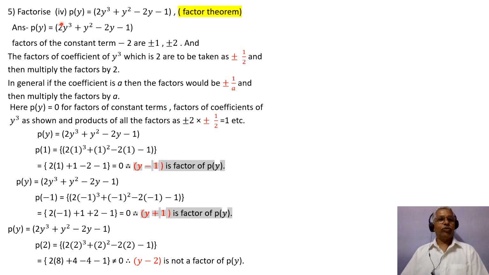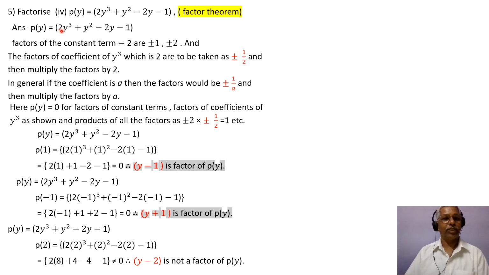So factorize the fourth last one, p(y) equal to 2y cube plus y square minus 2y minus 1. Factorize this by factor theorem. Okay, so copy all this. Factor of the constant term minus 2. Remember this, the constant term is minus 1. But the coefficient of the first term y cube is 2, so we have to multiply this constant term by 2. So 2 into minus 1 is minus 2. Hence the constant term is minus 2, and the factors of these are plus minus 1 and plus minus 2.